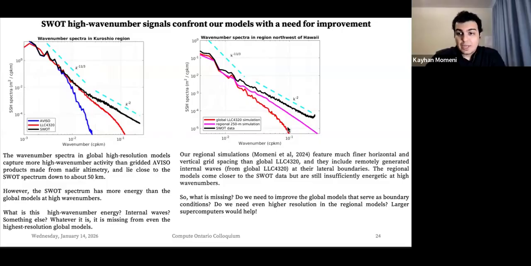Now, even when we increase resolution by a factor of 8 in regional simulations, you see this pink curve here, we still miss some of the finest scale variability seen by SWOT. And this mismatch has created a real sense of urgency in the community to build next generation global ocean models that can operate at these scales. And that's exactly where we are now. With the availability of Trillium, we are in a position to push global ocean modeling into this new observational regime.